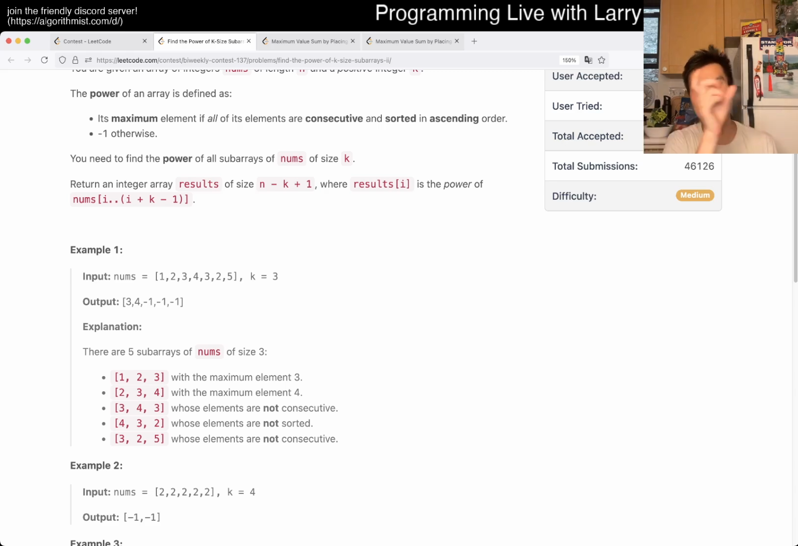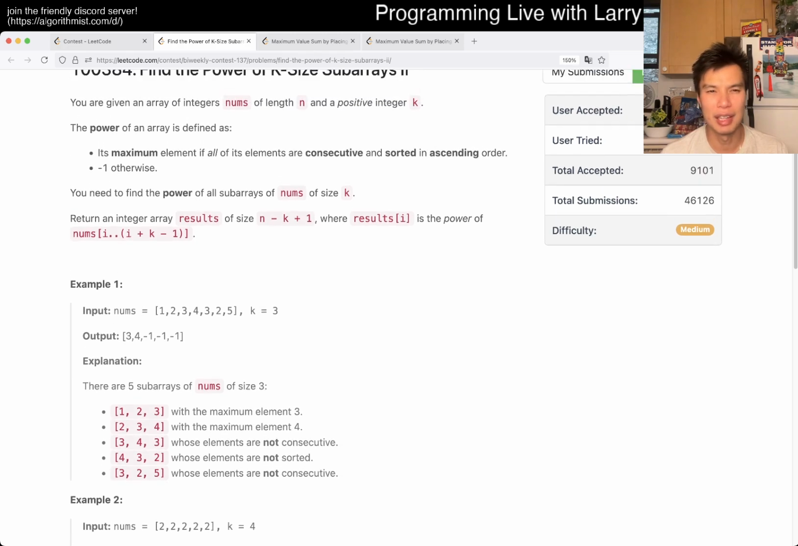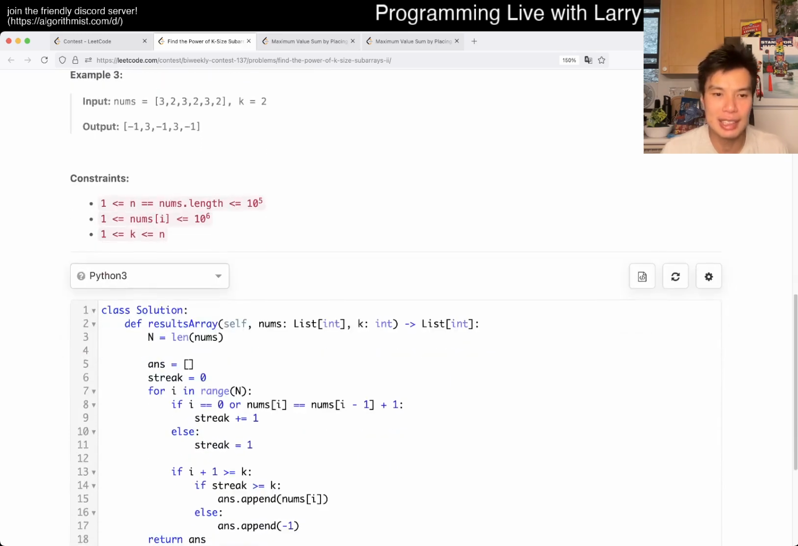Another way to think about it is that for every number you're asking, is this number the last element of a consecutive run where there are k consecutive numbers, right? And the streak will tell us that. So this is how I did the streak thing.